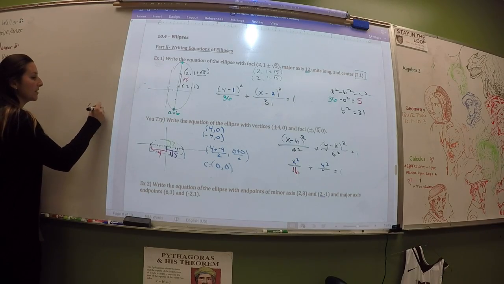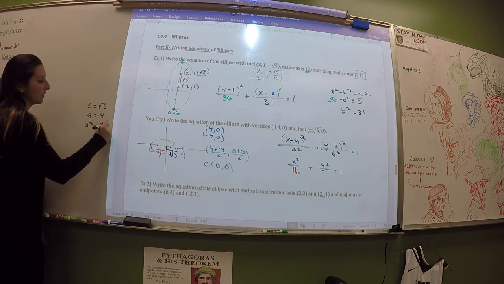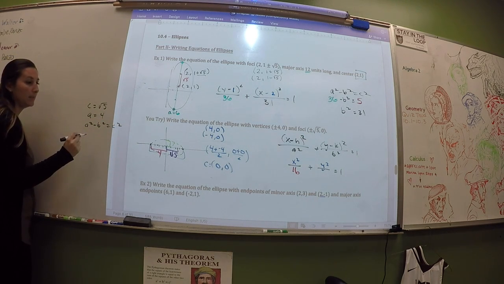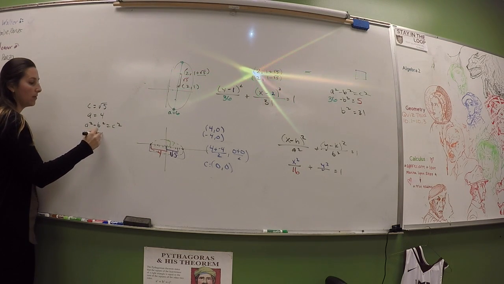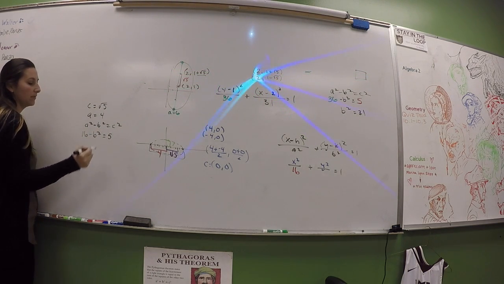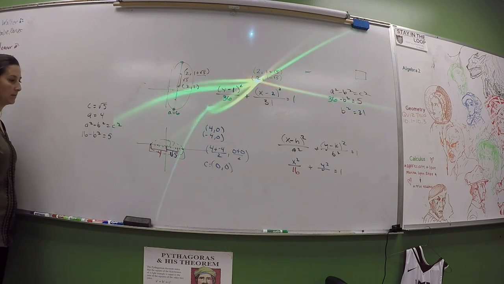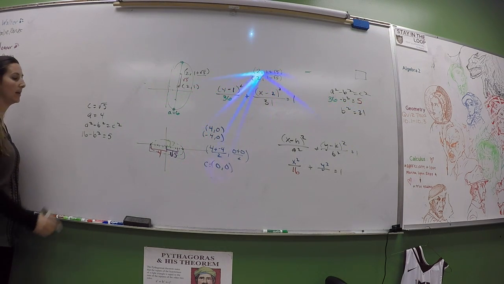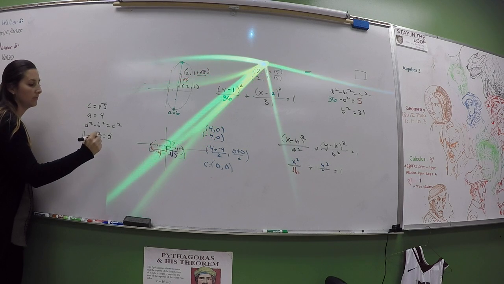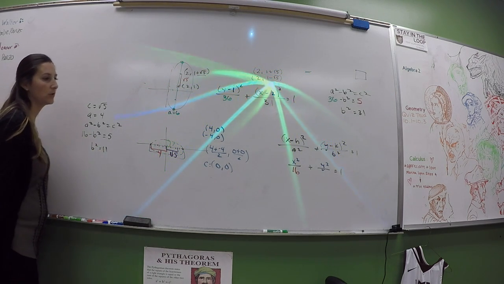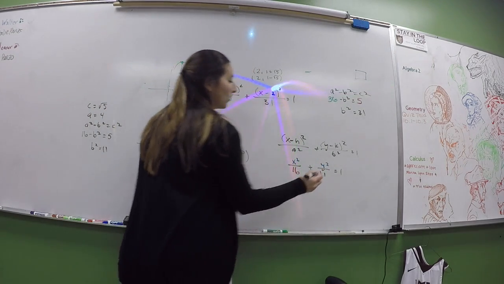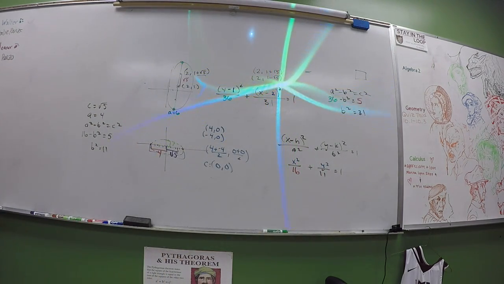So if c is the square root of 5, and we found a was 4, we're going to do a squared minus b squared equals c squared to find b squared. So a squared is 16, b squared is I don't know, and c squared is 5. Oh, I thought it was just root 5. Oh, but yeah, because you have to square it. So 16 minus what is 5? 11. So that makes b squared, the denominator of y squared, 11.